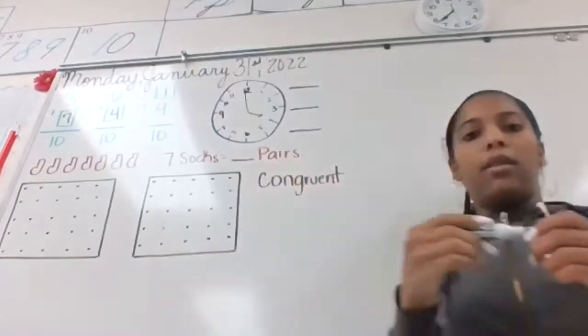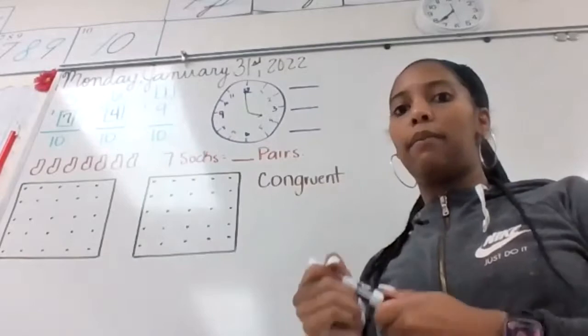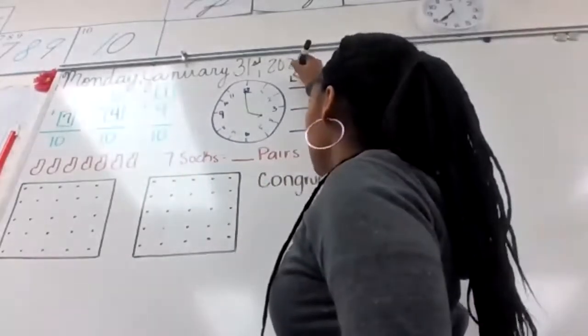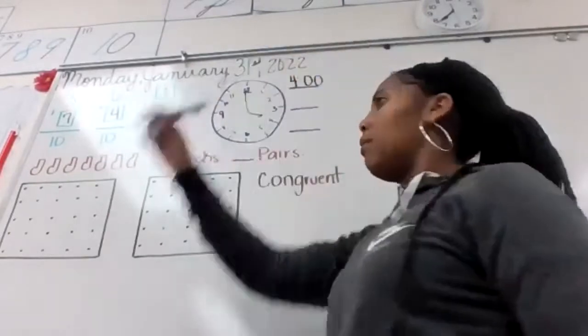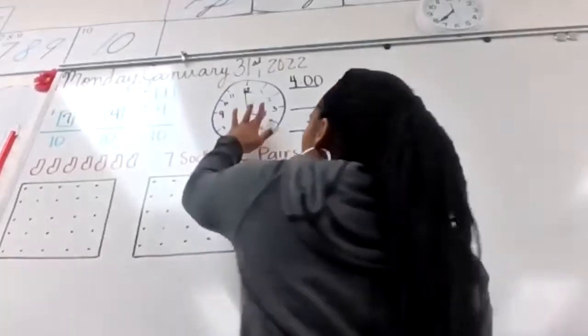Okay. What time is it? What time is it? Graham? 4 o'clock. If I am just getting off of school, would that be the morning or the afternoon? Afternoon. Okay, let's do another one.